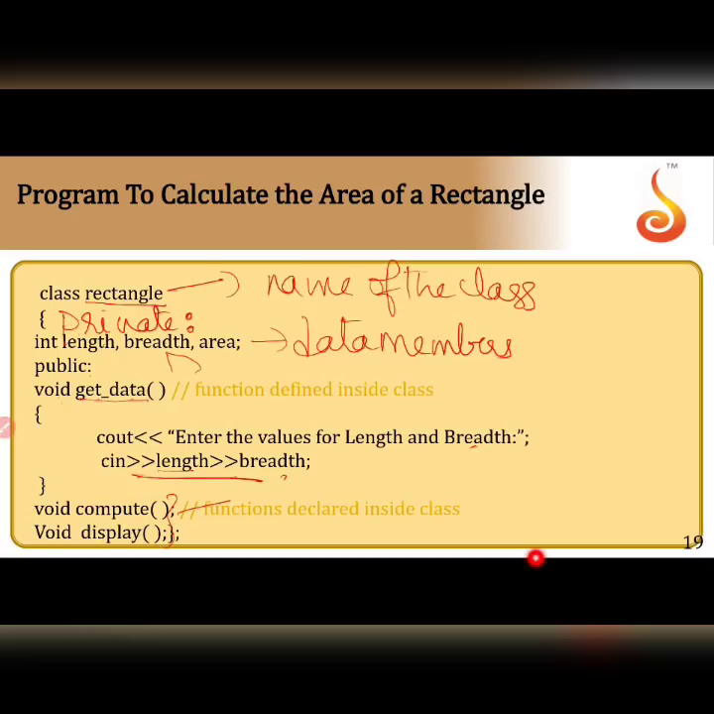Have a look. Rectangle is the name of the class. It has length, breadth and area as data members, which are of integer type, declared in the private section of the class. And then you have three member functions. One is get data, compute and display, of which get data is defined inside the class and compute and display are declared inside the class, and we will be defining them outside the class.